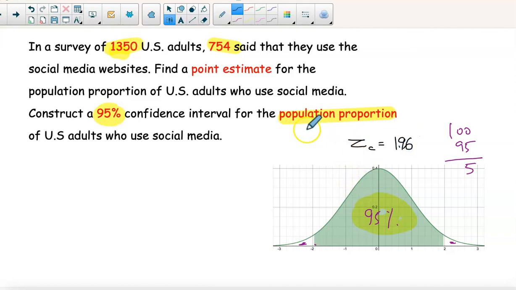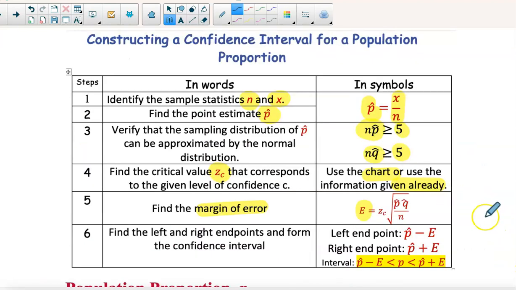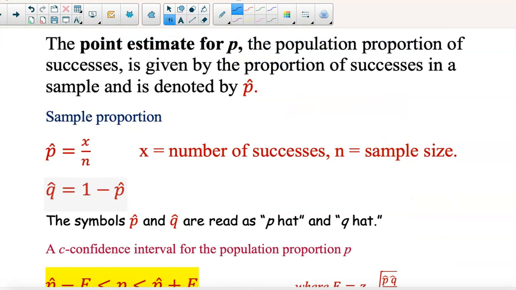Okay. First step, I'm going to find my P hat, like we saw here in this table. I'll have to find P hat, then verify this and come to this margin of error. This is Z, already I got it there. Okay, so let's go.